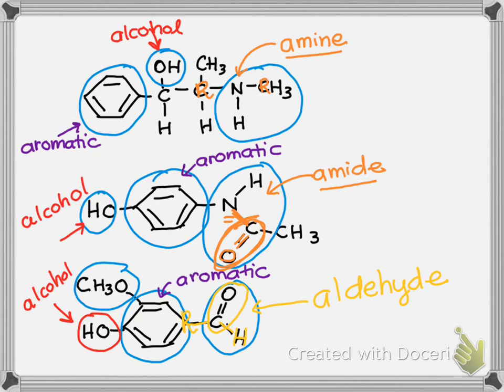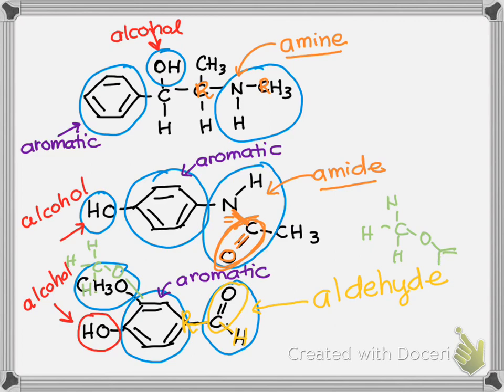Now this last one is not written out, it's written in a condensed structure. So let me think, this would be like C, it would have 3 hydrogens. Then it would have an O, and then it would be attached here. I'm going to write it out here. So it would be like CH3. Then it has an O, and then it's attached to that aromatic ring over here.